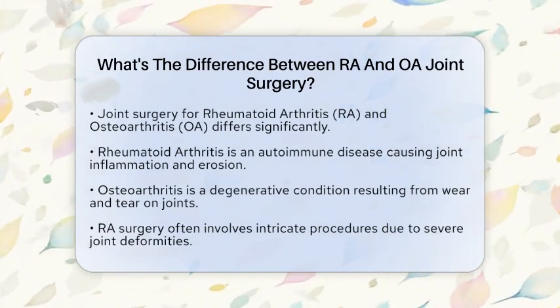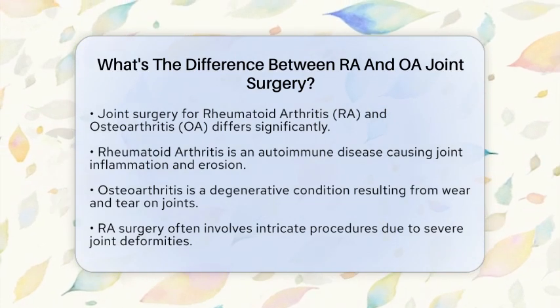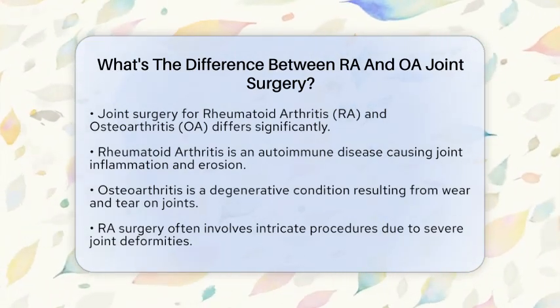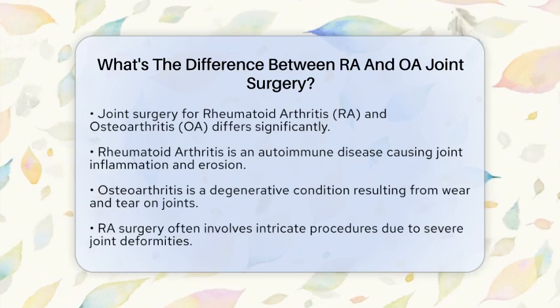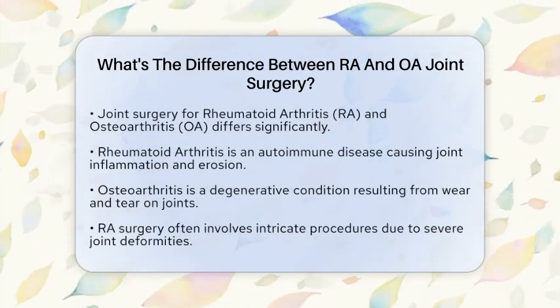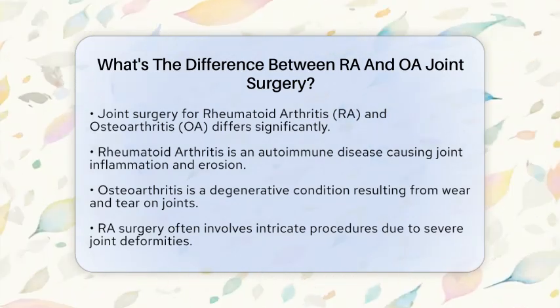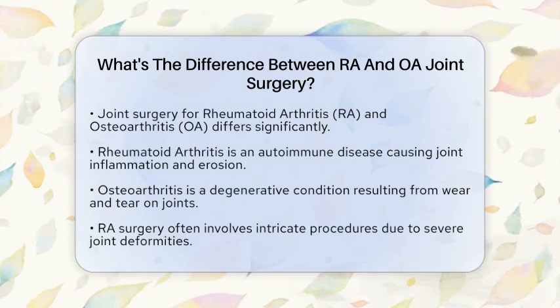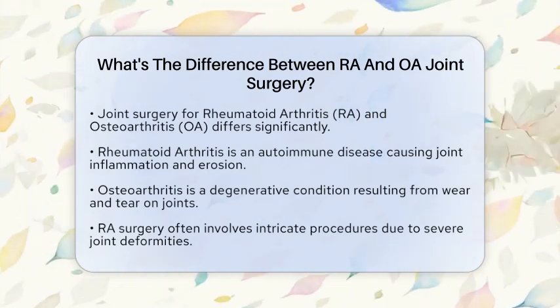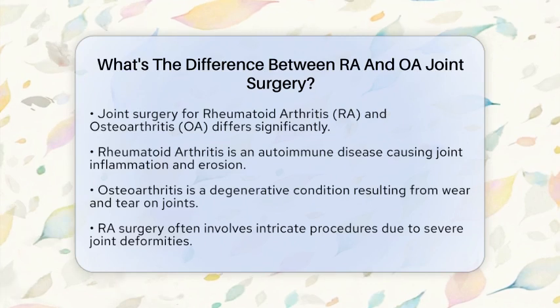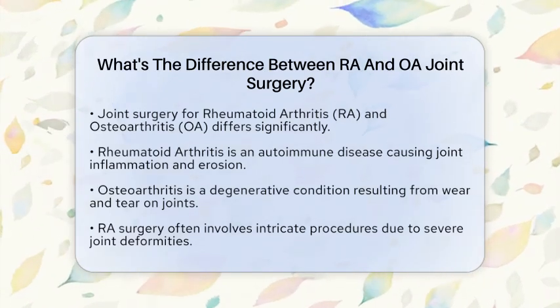Rheumatoid arthritis is an autoimmune condition where the body's immune system mistakenly attacks the joints. This leads to inflammation, joint erosion, and deformities. In contrast, osteoarthritis is a degenerative disease caused by wear and tear on the joints, primarily affecting older adults. It results in cartilage loss and bone rubbing against bone, but it does not involve systemic inflammation.